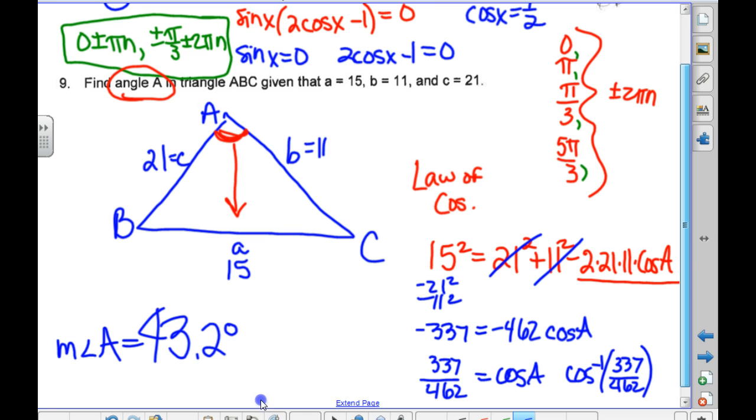All right. So there will be a problem tomorrow where you have to work law of cosines backwards, and you need to know how to do that.